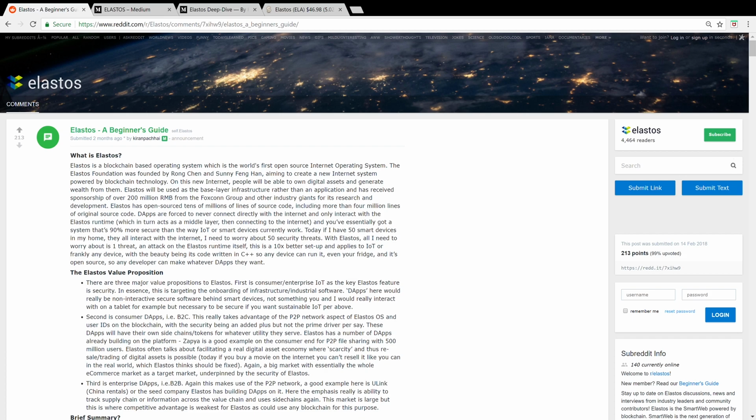Elastos often talks about facilitating a real digital asset economy where scarcity and thus resale trading of digital assets is possible. They give an example. Today, if you buy a movie on the internet, you can't resell it like you can in the real world, which Elastos thinks should be fixed. So apparently, you'll be able to resell digital assets. And I believe the way they're setting it up is that the producer of that digital asset will be able to receive revenue from the resales later on in the future of that asset, if I am not mistaken.